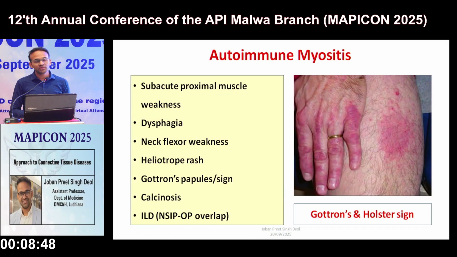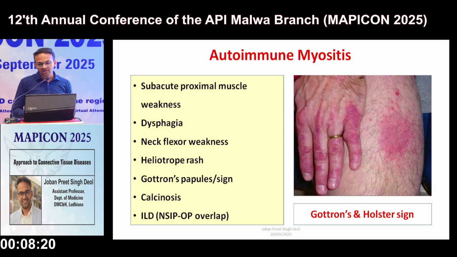Now moving on to the next connective tissue disease, which is autoimmune myositis. So a young female presenting with subacute proximal muscle weakness developing over weeks to months, again, you should start thinking inflammatory myositis. They can have concomitant dysphagia, they can have neck flexor weakness, and the classical rashes of dermatomyositis, calcinosis and ILD. Particularly if there is an overlap of NSIP and OP pattern of ILD, we should suspect myositis.